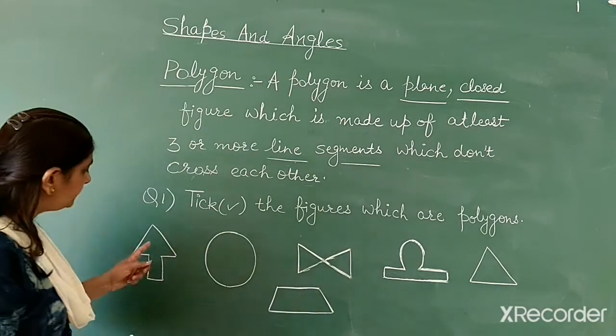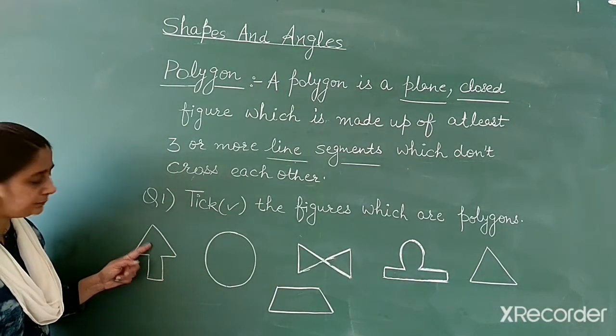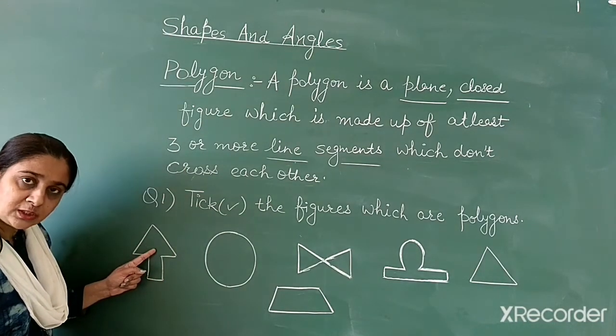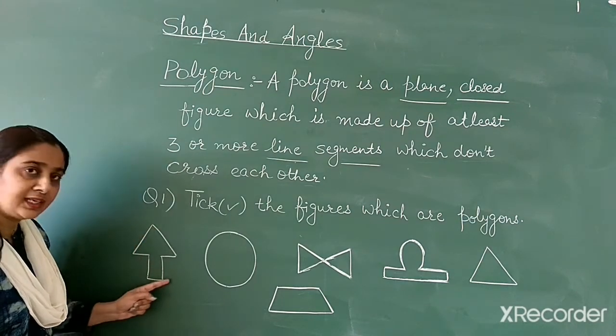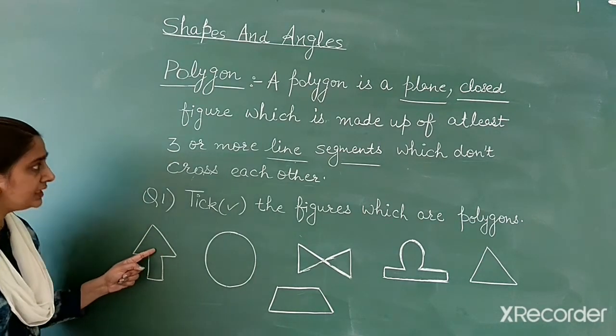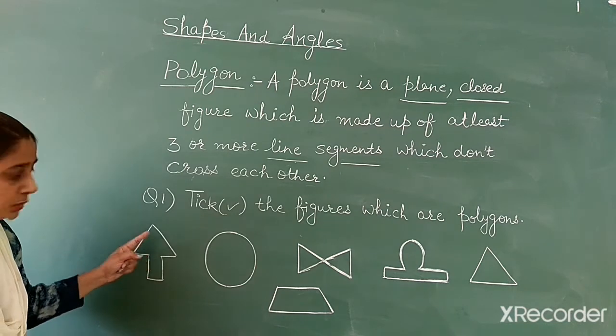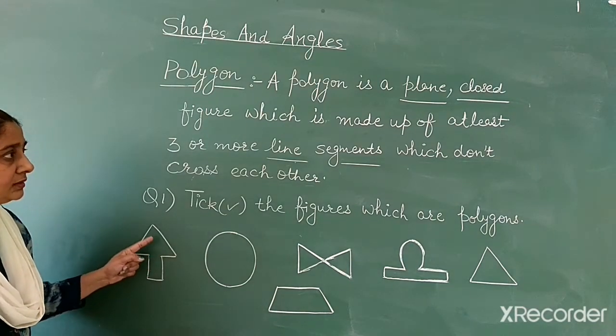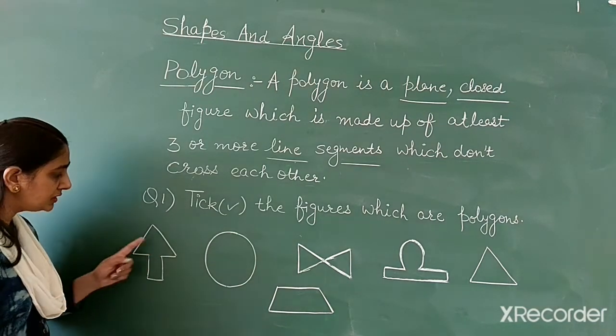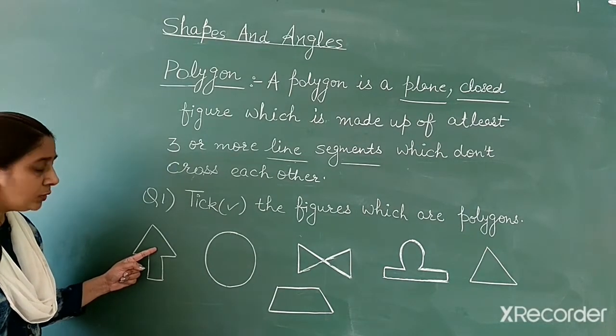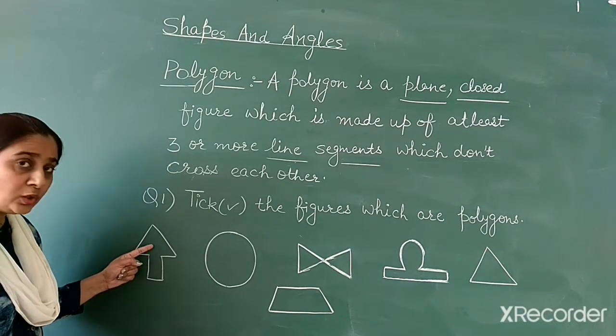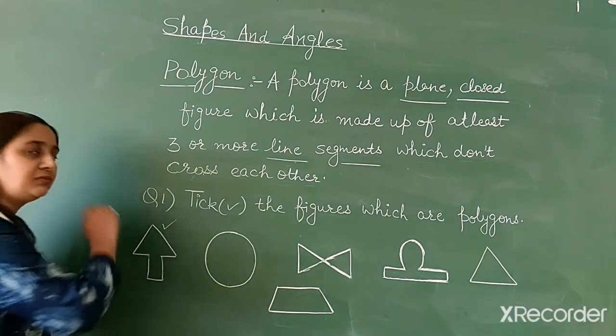So look at the first figure. You will see this figure. This is a closed figure also. This figure is made up of line segments also, and the number of line segments is more than 3 also, and these line segments are not crossing each other. So this figure is satisfying all the 4 conditions of a polygon. So this is a polygon and we will check it.